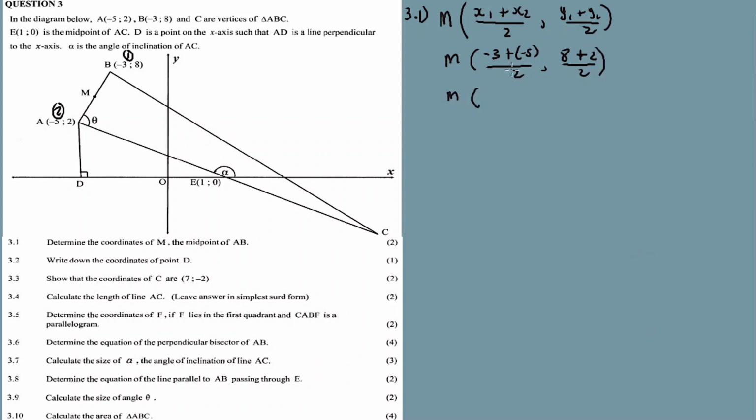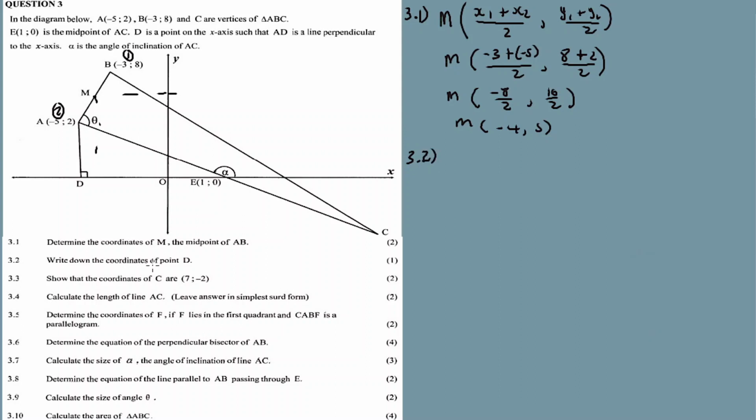Then M is open bracket, minus 3 plus negative 5, that is negative 8, divided by 2. Then we have 10 divided by 2. So the coordinates of M are negative 4 and 5. So the answer is negative 4 and 5.